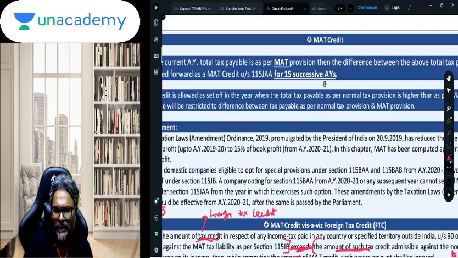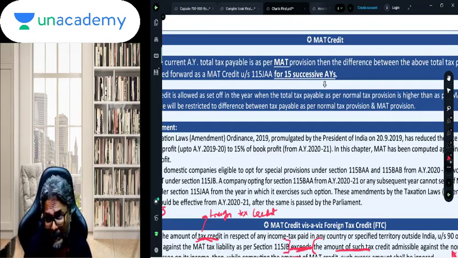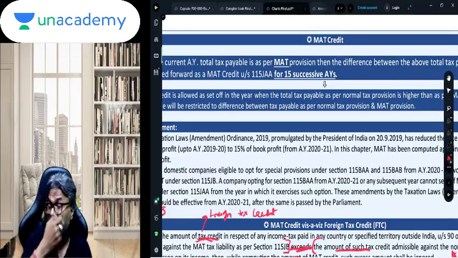In that very year only the MAT credit would be adjusted, but be careful: the maximum adjustment of the MAT credit would be to the extent that the liability in that year is at least the minimum alternate tax. So it may happen that you have a lot of MAT credit, but the maximum you can adjust in that year is only that amount, so that your overall liability in that year is at least the minimum alternate tax. That is what you should keep in mind, and that is all about the concept of MAT credit.